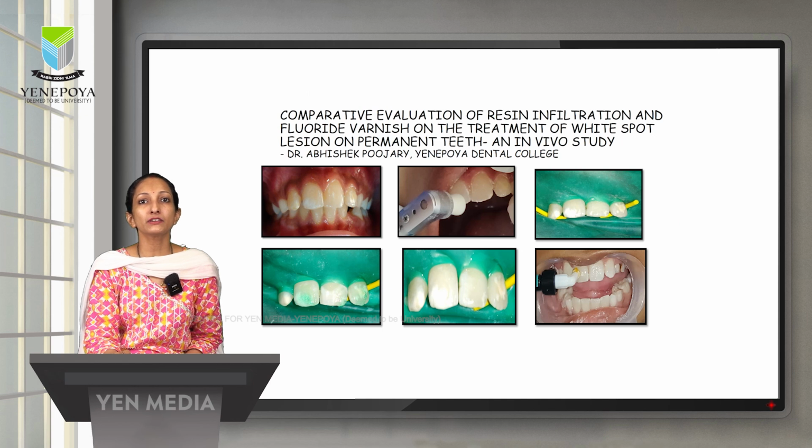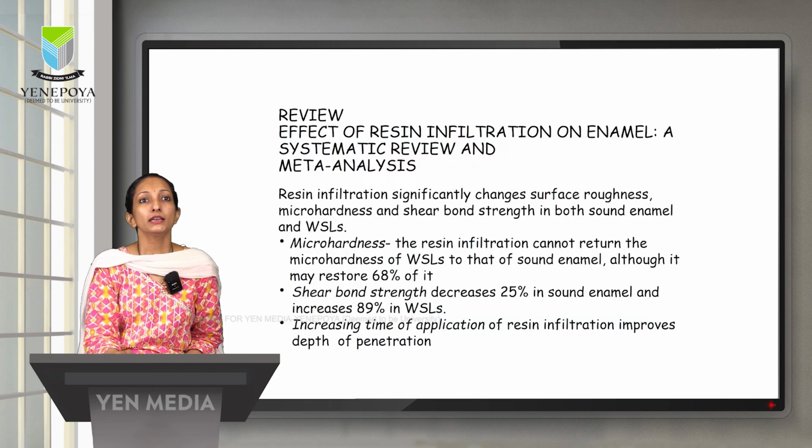Here's a comparative evaluation of resin infiltration and fluoride varnish on the treatment of white spot lesions on permanent teeth, an in vivo study which was done by our own postgraduate from our department, and it was found that the resin infiltration had excellent results as compared to fluoride varnish. Here's a review of the effect of resin infiltration on enamel. It's a systematic review and meta-analysis. The resin infiltration significantly changes surface roughness, micro hardness and shear bond strength in both sound enamel and white spot lesions according to this particular review.